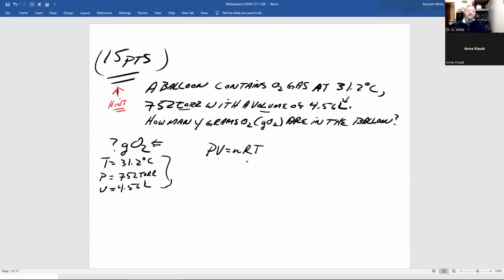What do I do? Well, think about this. Hopefully you learned that you can go from moles to grams, and you go from grams to moles. So if we want to find grams, if we knew the moles of oxygen, we could then calculate in a second step the grams of oxygen. Well, how do we get moles? N is the moles.